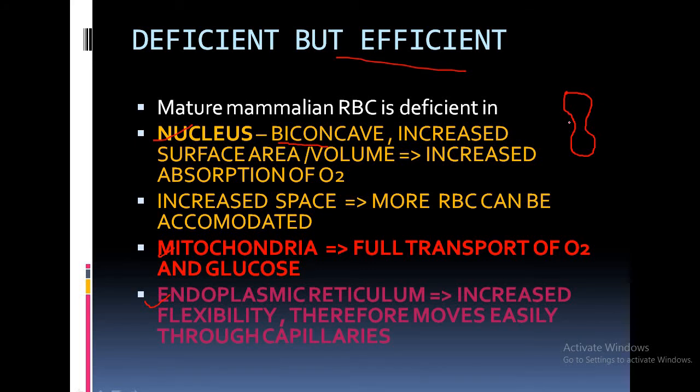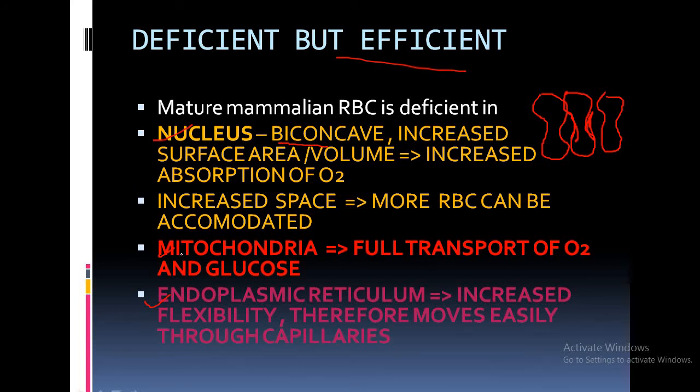So when the nucleus is taken out, the central part of the cell will be pressed at the center and it will give a biconcave shape. That is why, in less space, more RBC can be accommodated, which will again help in more transportation of oxygen and carbon dioxide, and the requirement of cells for respiration and other requirements will be fulfilled.